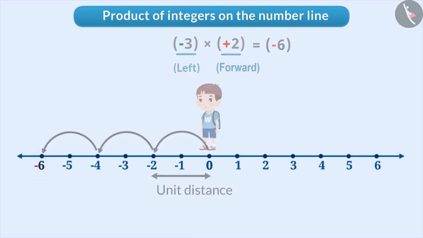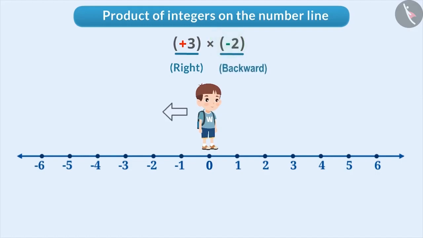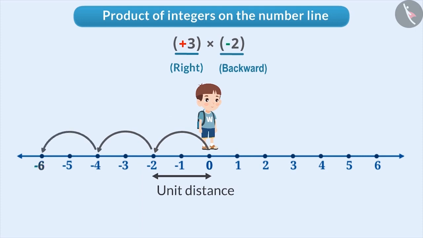In positive 3 into minus 2, the first number is positive. That means the person is looking towards right. And since the second number is negative, he will take 3 steps of 2 unit distance in backward direction. Therefore, the result of multiplication is minus 6.